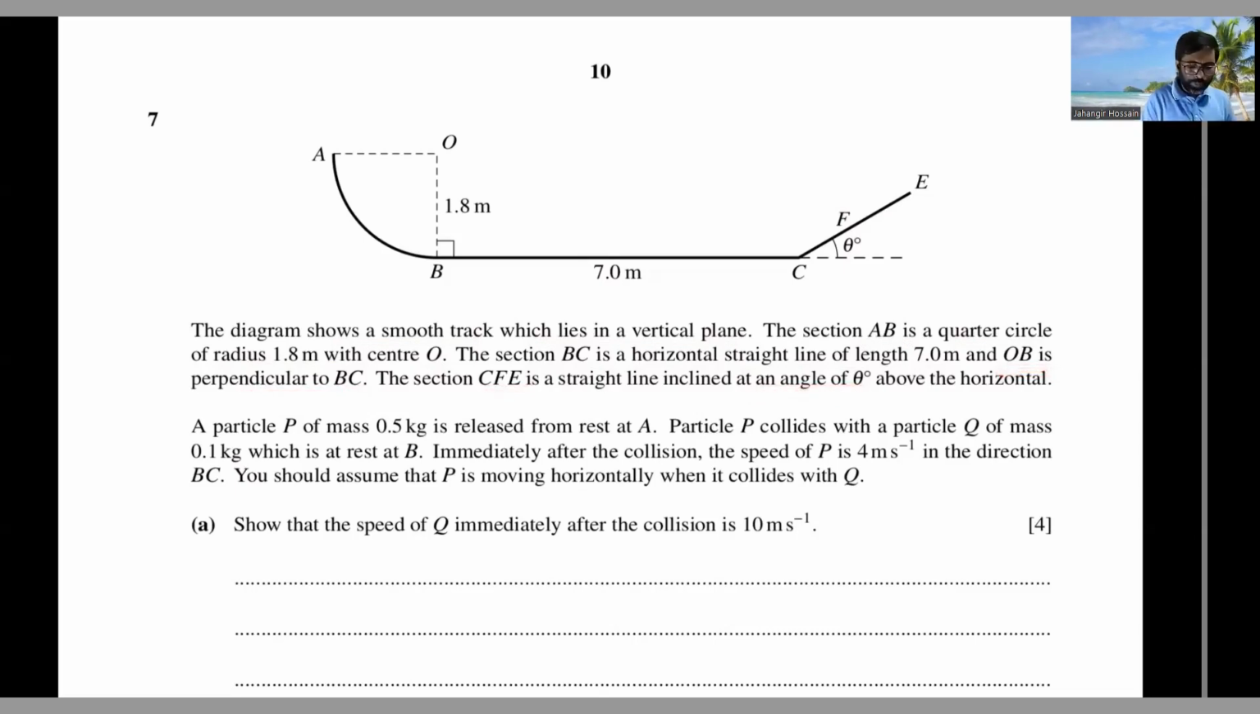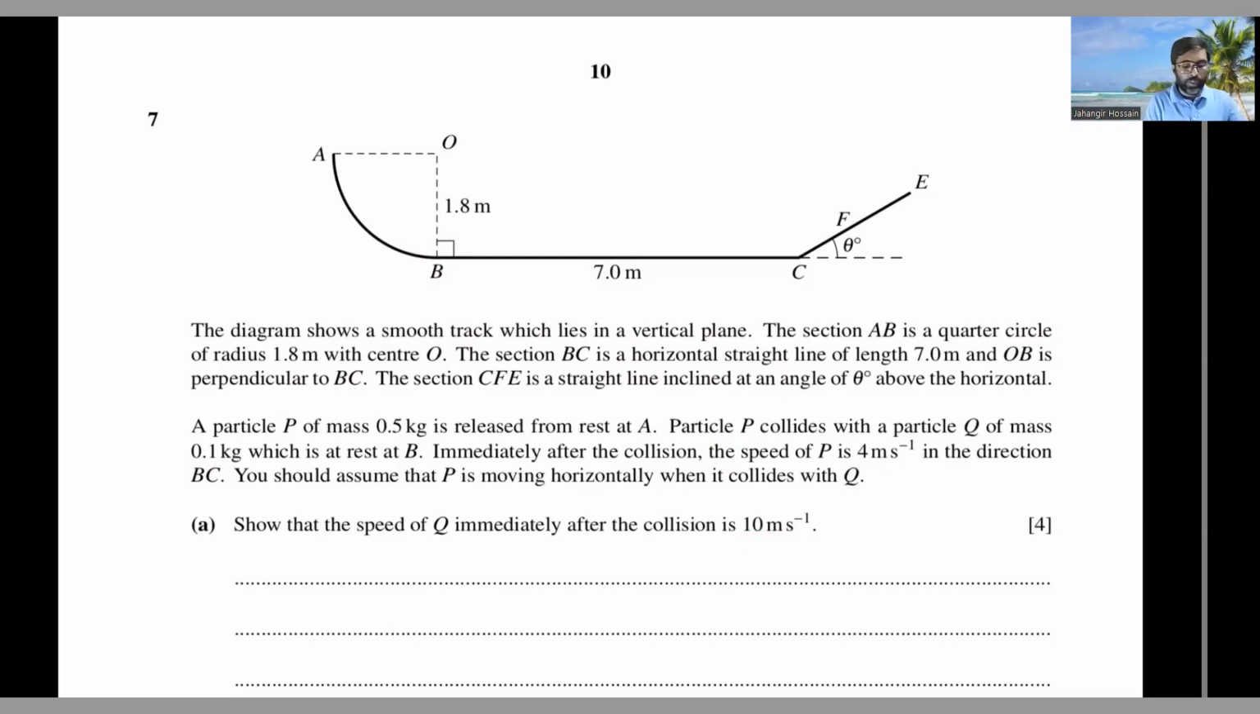Now, a particle P of mass 0.5 kg is released from rest at A, and particle P collides with particle Q of mass 0.1 kg, which is at rest at B. Immediately after the collision, the speed of P is 4 meter per second. Then obviously the speed of Q will be more than that. I should also assume that P is moving horizontally when it collides with Q, so that the speed of Q immediately after the collision is 10 meter per second.